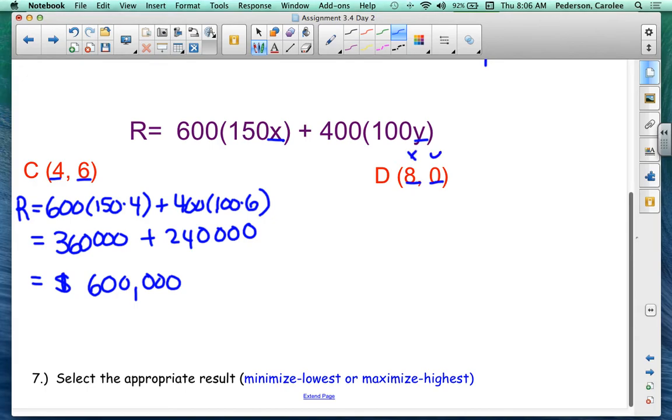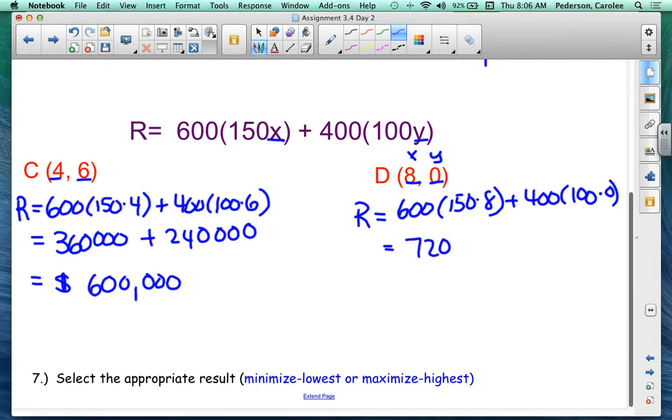Last one, 8 and 0. That's your x and your y. Let's find out how much we would take in. So 600, 150, 8 planes, $400, 100 people, 0 planes. So 600 times 150 times 8 plus 0. Our revenue is $720,000.